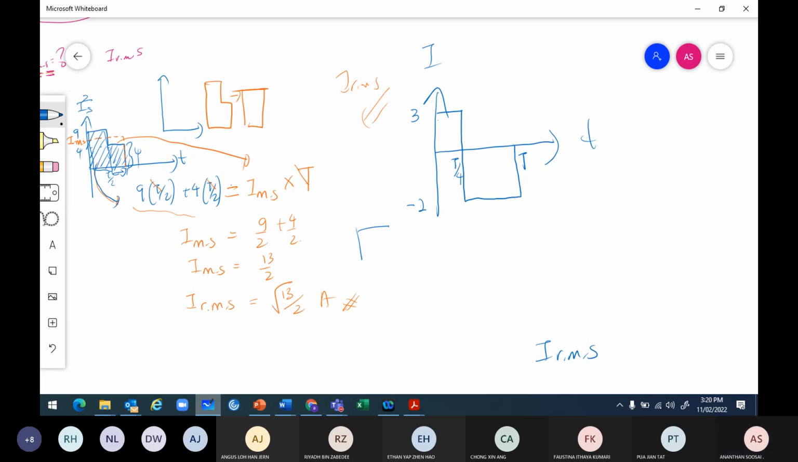Okay, good to see all of you giving me the same answer, 2.29. All of you giving me 2.29, three of you. So this is your RMS value, is it?